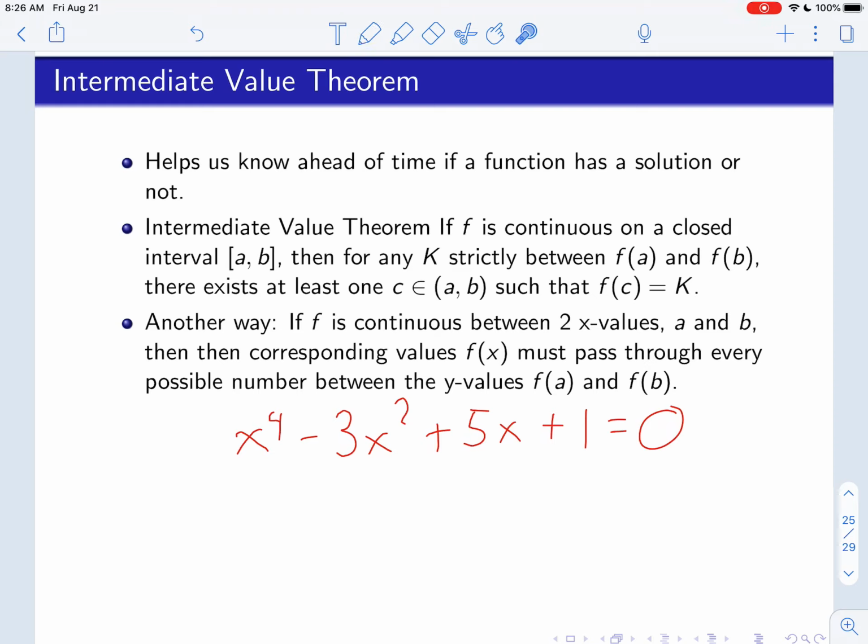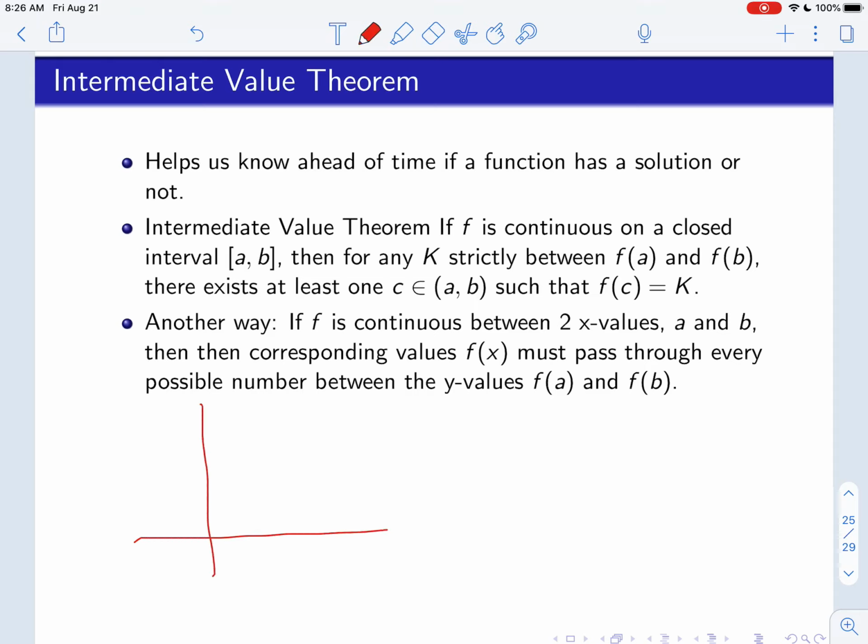If I have a continuous function and a closed interval, it has to be a closed interval and not an open interval, then it says for any k strictly between f of a and f of b. What on earth are they talking about there? Well, let's draw a picture. Here's my coordinate plane. And let's see what kind of setup we've got so far.